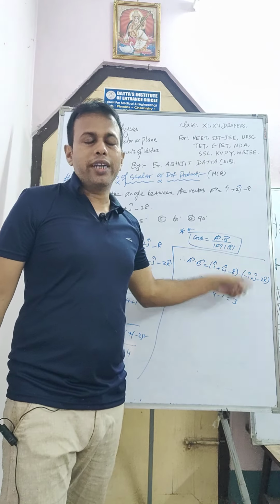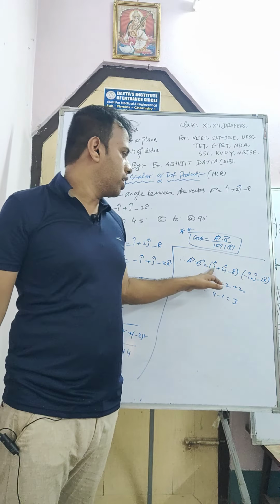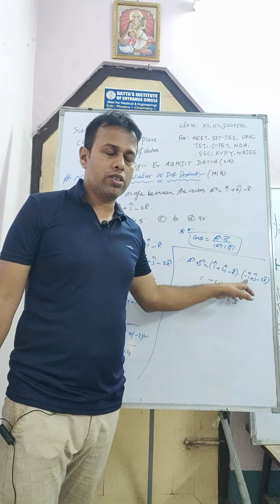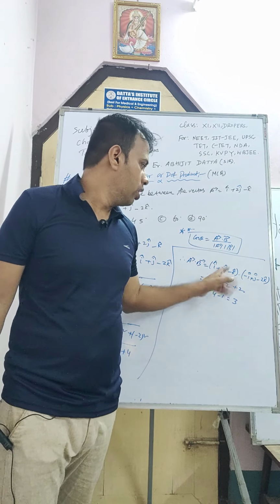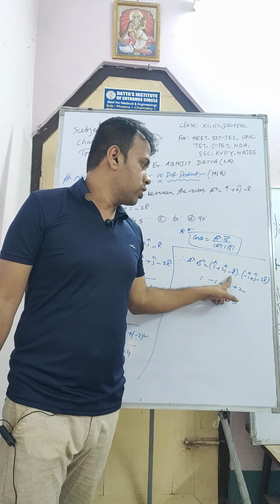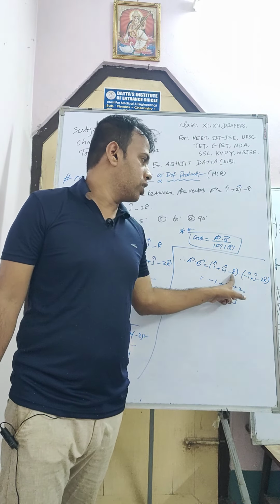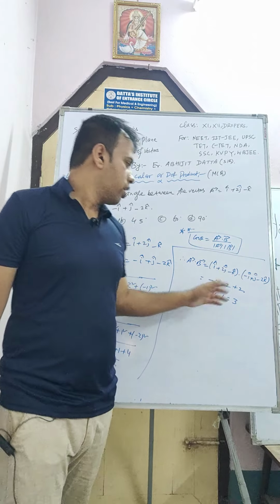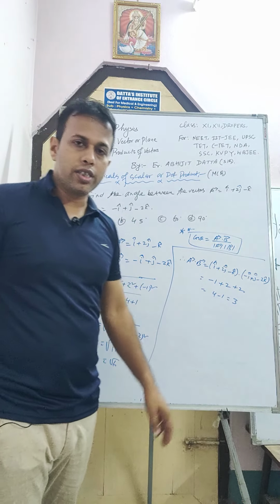Similarly, i dot j will be 0. So for i dot i, here the coefficient is 1, here the coefficient is minus 1, that is 1 into minus 1, that is minus 1. Here the coefficient is 2, here the coefficient is 1, that is 1 into 2, that is 2. Here the coefficient is minus 1 and it will be minus 2, that is minus 1 into minus 2, that is plus 2. Now 4 minus 1 is equal to 3.